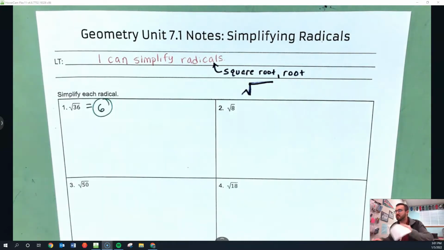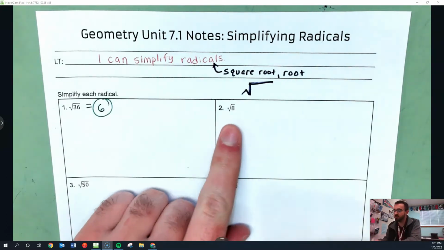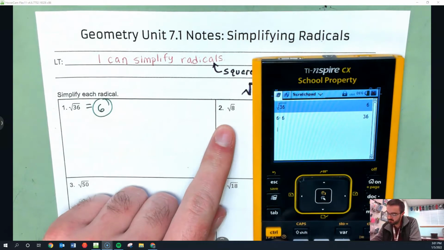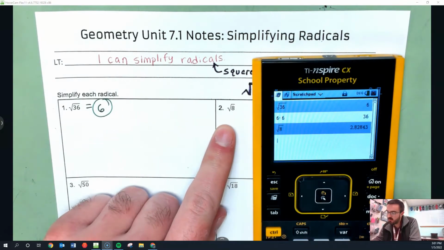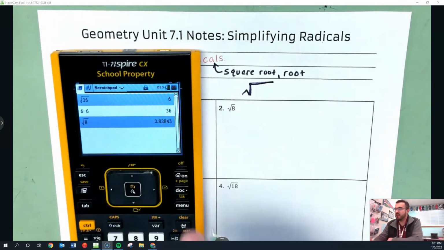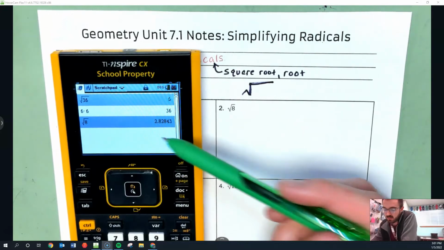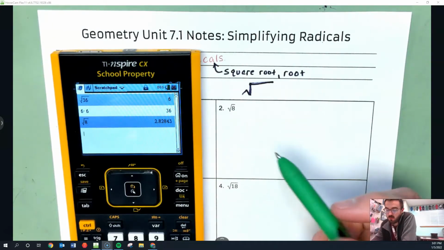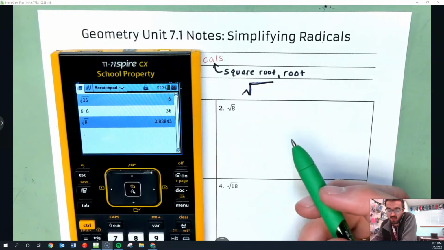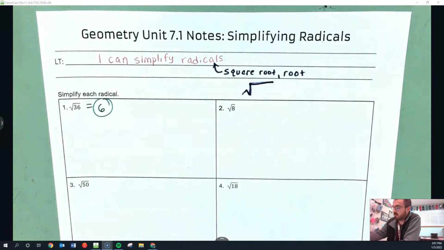But now, check out number 2, okay? The square root of 8. If we were to put the square root of 8 in the calculator, what happens? Oh no, it's a decimal. So in math, we're not going to call it 2.82843. We're going to try to simplify that radical. Here's how we do that.